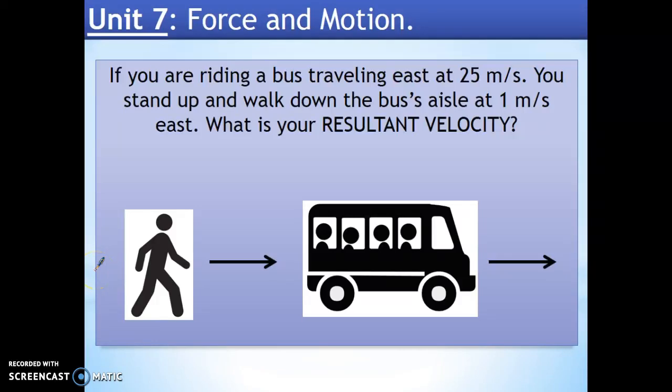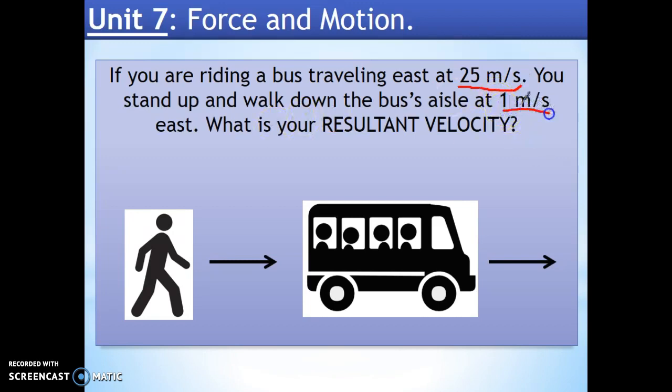All right, let's try this problem together. So after reading about the definition of resultant velocity, let's give a problem a try. If you're riding a bus traveling east at 25 meters per second, let's underline that, you stand up and walk down the bus's aisle at 1 meter per second east.